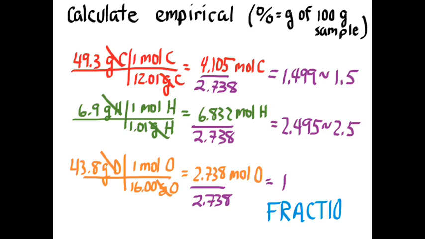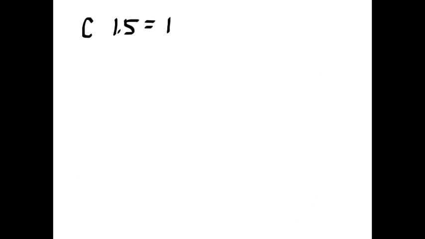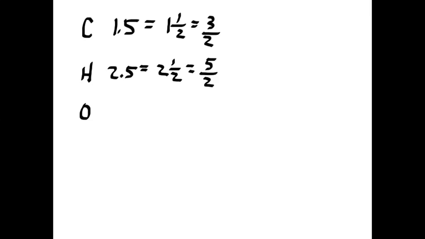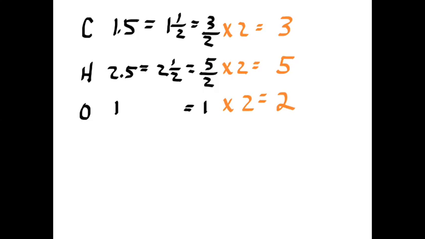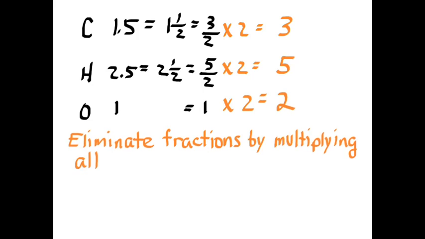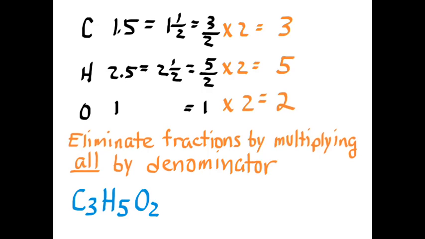Well, the only whole number you have out of that is the 1. The other numbers we can see are the decimal equivalents of 1/2. 1.5, 2.5. So what are we going to do? We are going to multiply each of these values by 2 to get rid of those fractions. If we multiply one of them by 2, we have to multiply all of them by 2. So these are the actual ratios of the empirical formula. We're getting rid of the fractions by multiplying all of them by the denominator. C3H5O2. There's your empirical formula.